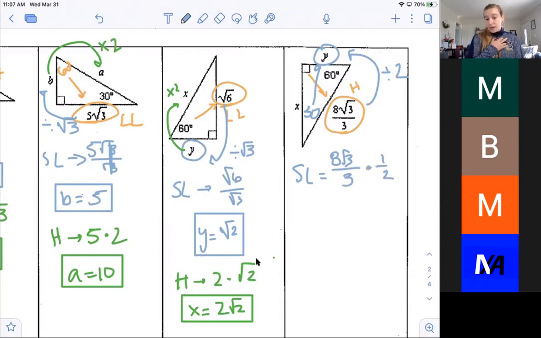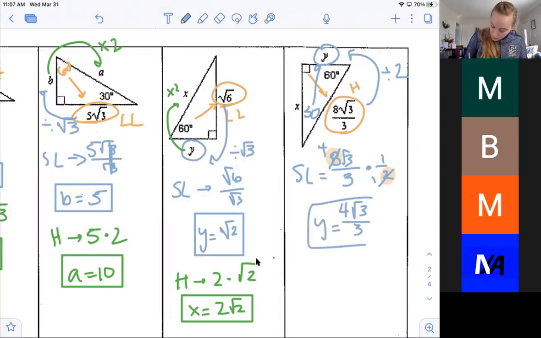I think it's easier to think about it this way because, oh, look, I've got a common factor with 2 and 8. They both have a 2, so I have 4 and I have 1. Reminder, when we're multiplying fractions, you multiply the tops together. So I've got 4 root 3 times 1, so I get 4 root 3. And I've got 3 times 1, so 3 is on the bottom. So y equals 4 root 3 over 3.